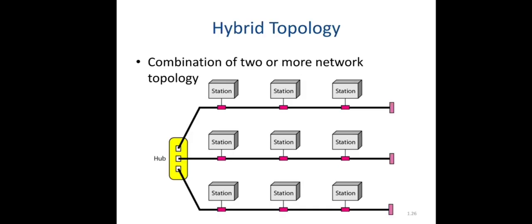Now we can have a combination of these different topologies depending on our application. So you can see a combination of bus topology and star topology, right? Like this, we can combine different topologies together. That is called hybrid topology.